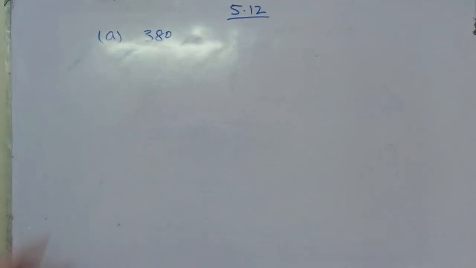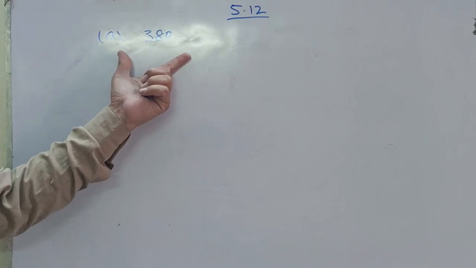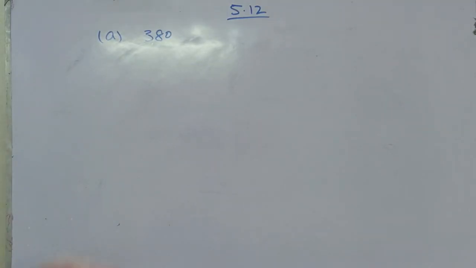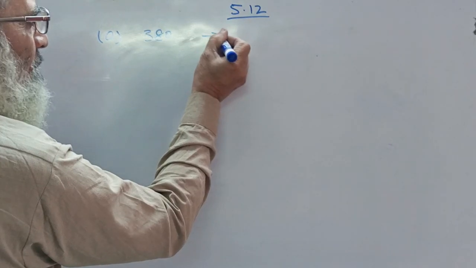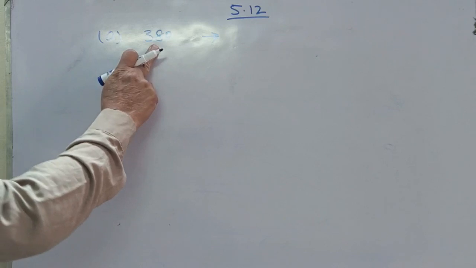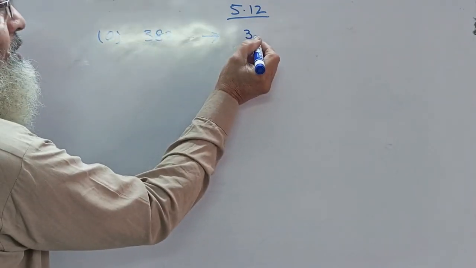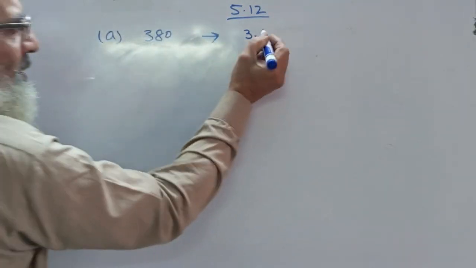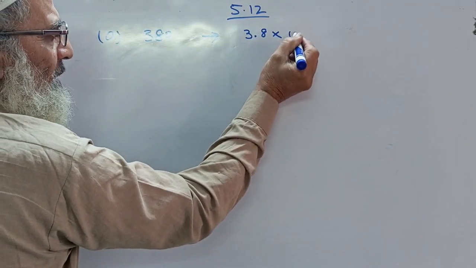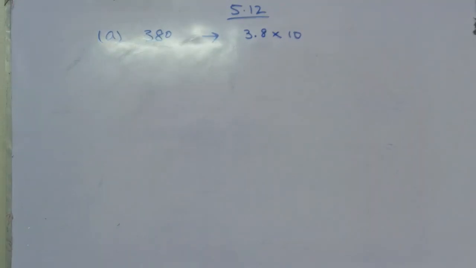Now you see that this is a very simple number carrying only 3 digits. But even then, we can write it in scientific notation or in standard form. Just place a point after the first digit, and write whatsoever is written ahead of it.